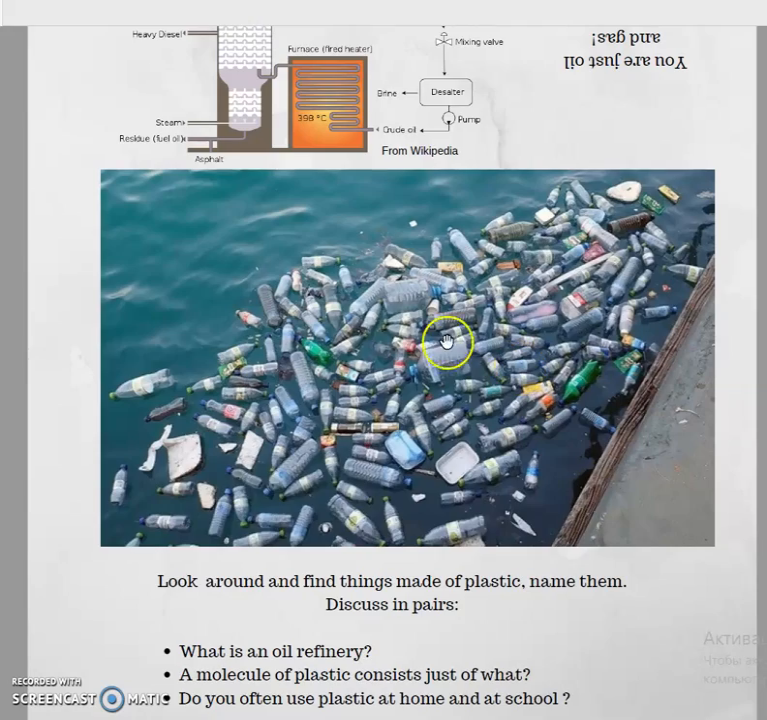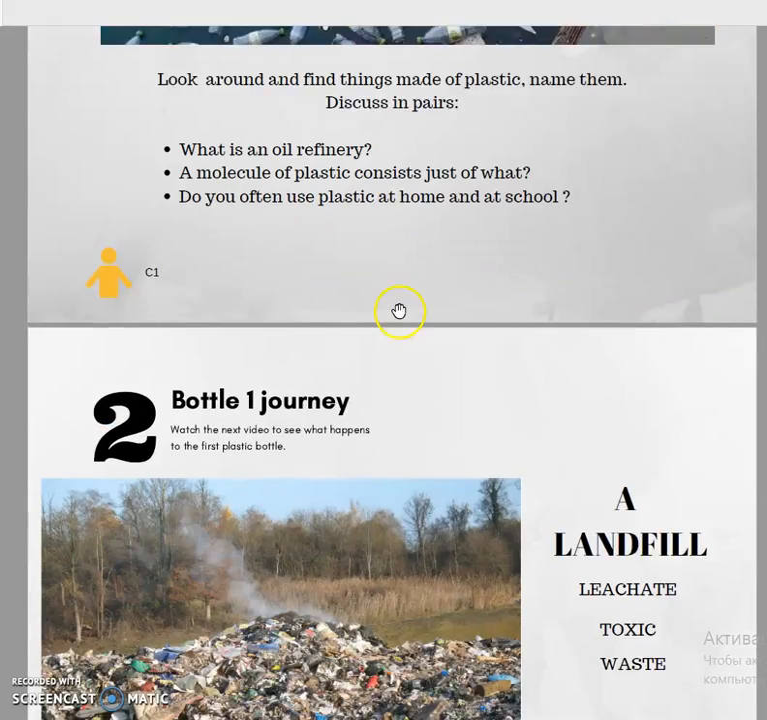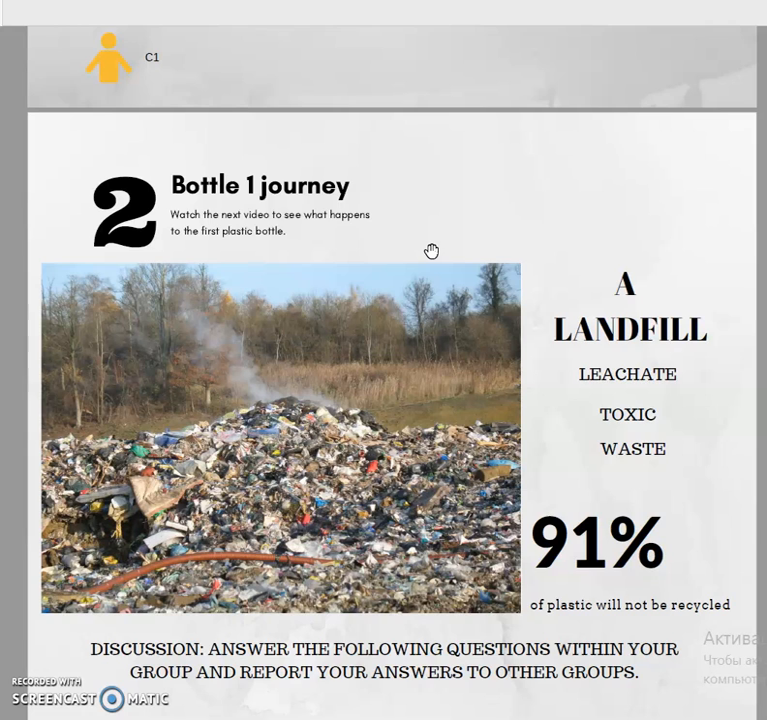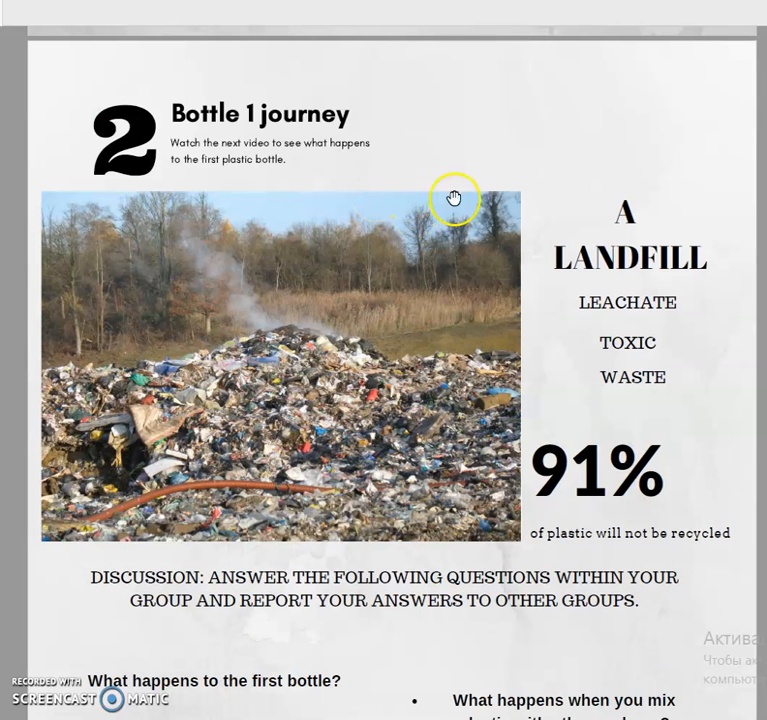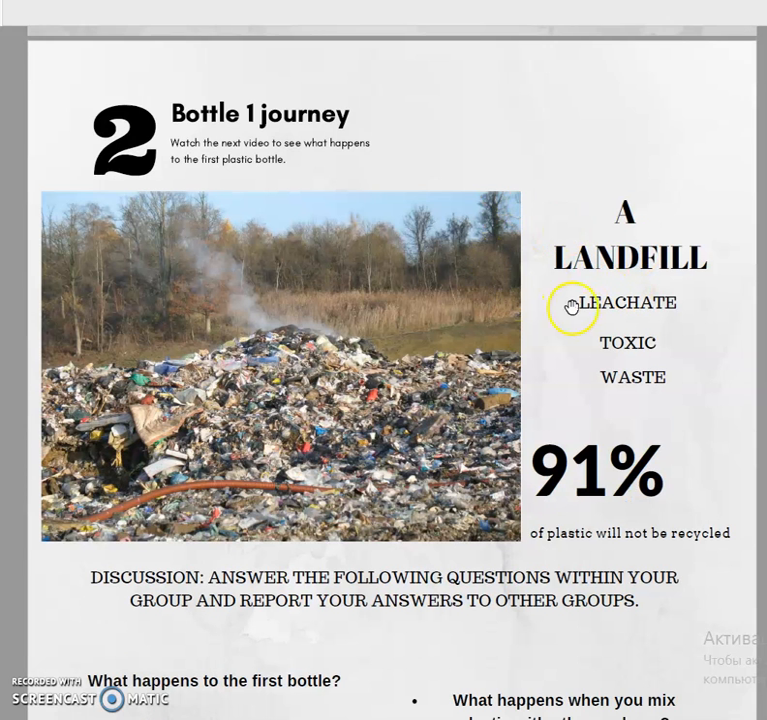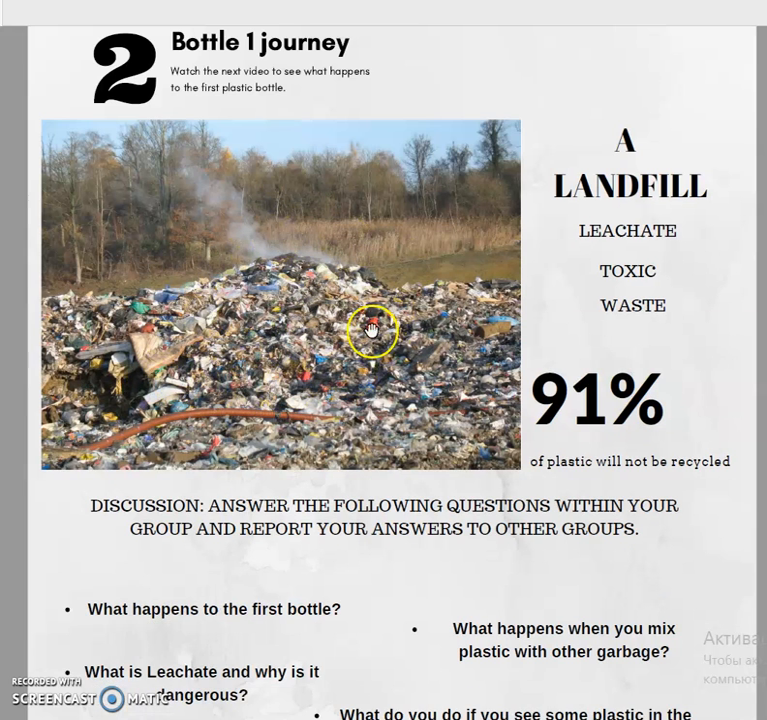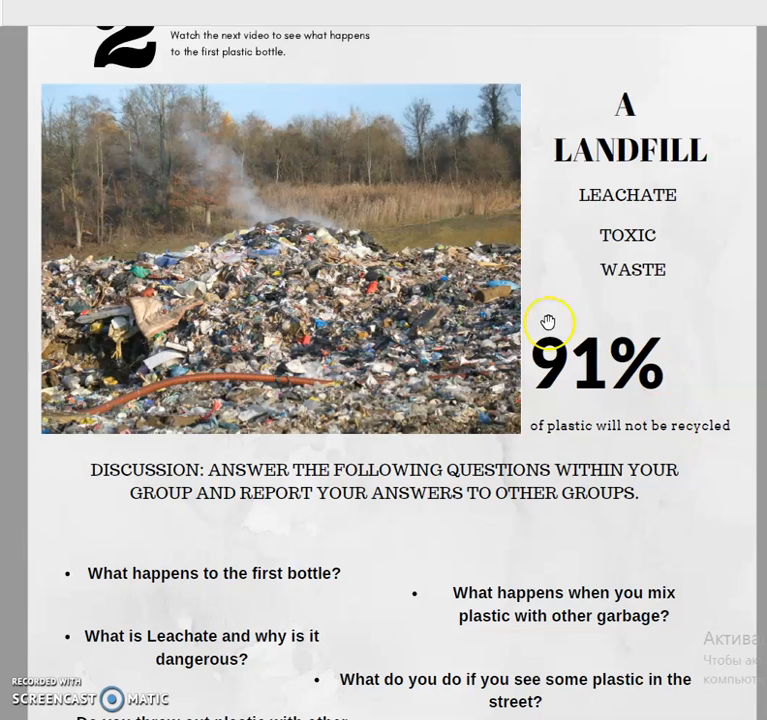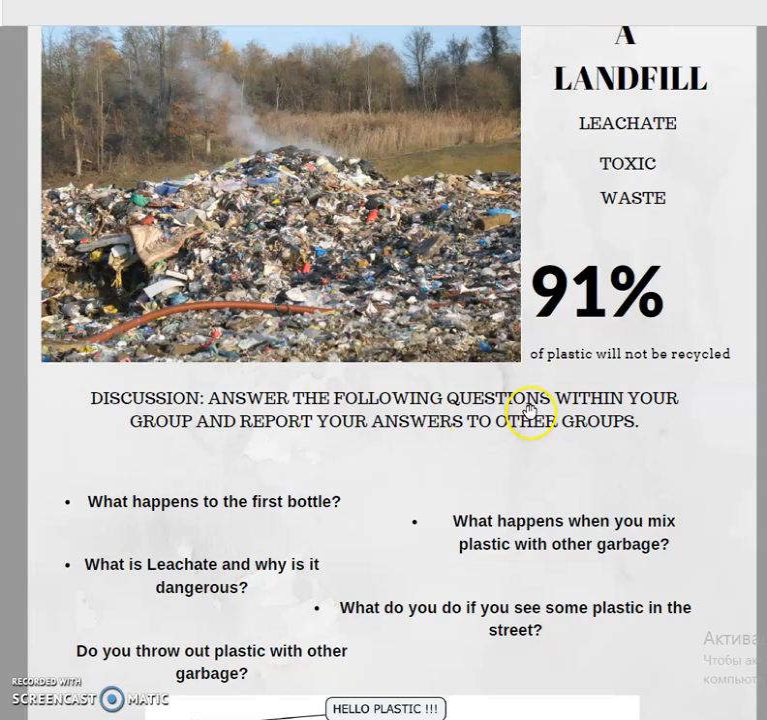So once finished, once we have checked the understanding, we go to the next unit, the next topic. It's bottle 1, Johnny. So this actually is 3 Johnnies made by 3 bottles, and they end up in different things. So this first one lands in a landfill. In the video they will listen for words like leachate, toxic waste, and this is a picture of a landfill. And here's information that 91% of plastic will not be recycled.